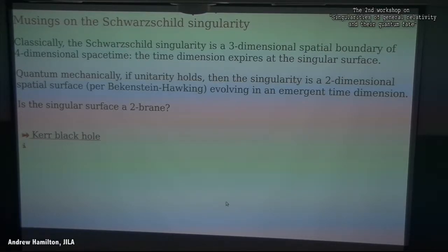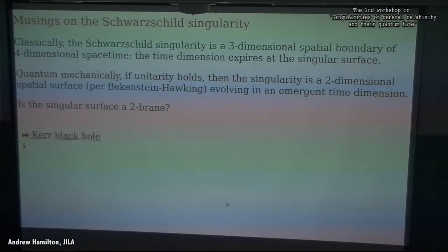Classically, the Schwarzschild singularity is a three-dimensional spatial boundary of four-dimensional space-time. That is to say, when you hit the singularity classically, it's the time dimension that comes to an end. I think Jose would agree with that. But quantum mechanically, if unitarity holds, then the singularity is a two-dimensional spatial surface, as Belinskii and Hawking showed us. The entropy is equal to a quarter of the area of the horizon.